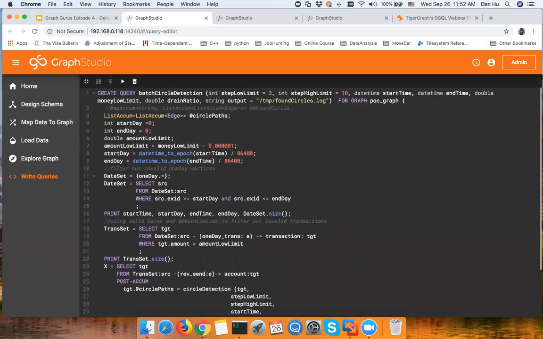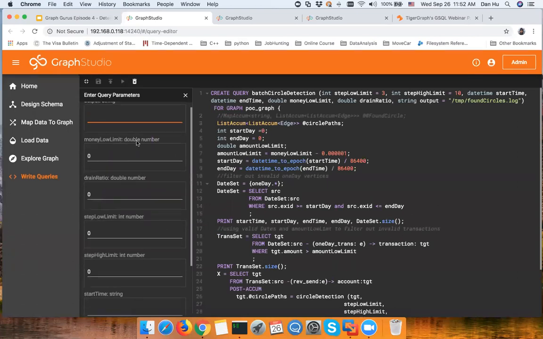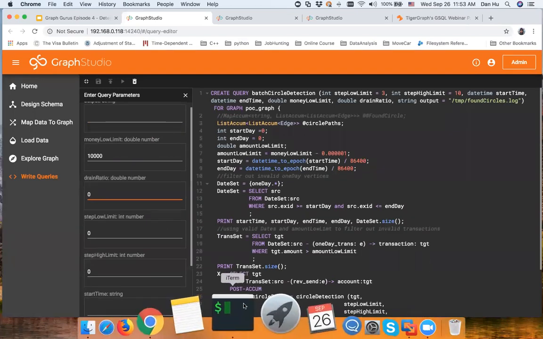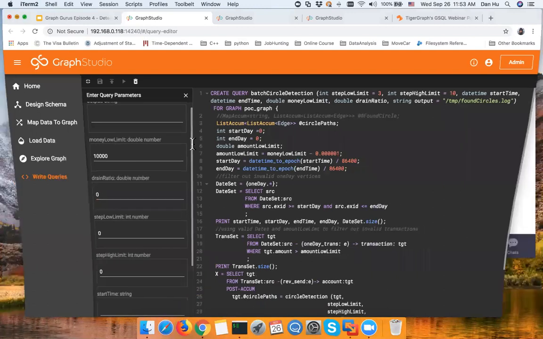Now let's do a live demo to run this query and see what result we get. The output, we don't need it. We can keep it as default. It's just for logging purposes. For the money lower limit, we can input something like 10K. For the drain ratio, I actually ran this before, so let me look at the record.